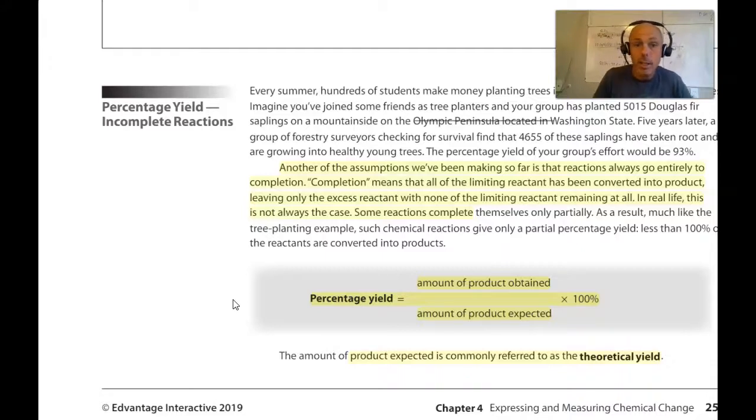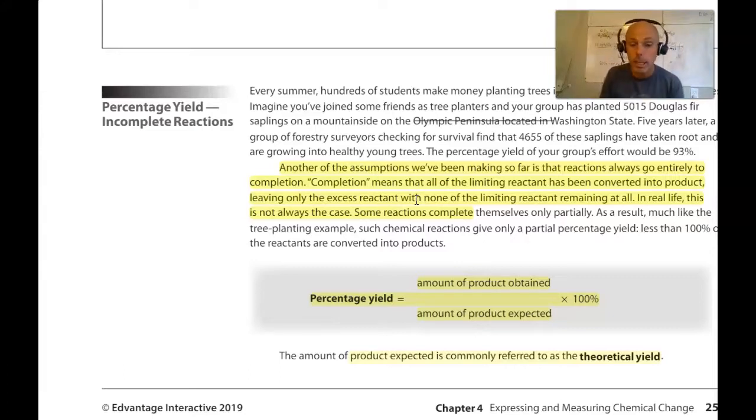And that's what this section is talking about, is that not all reactions, in fact, go to completion. The limiting reactant won't always get used up entirely, and we won't produce as much product as we think. So something that's common to do in lab is to cause a reaction to occur, to determine how much product we get, and compare it to how much theoretically we think we would have gotten from the stoichiometry that predicts that. And that's a percentage yield calculation.